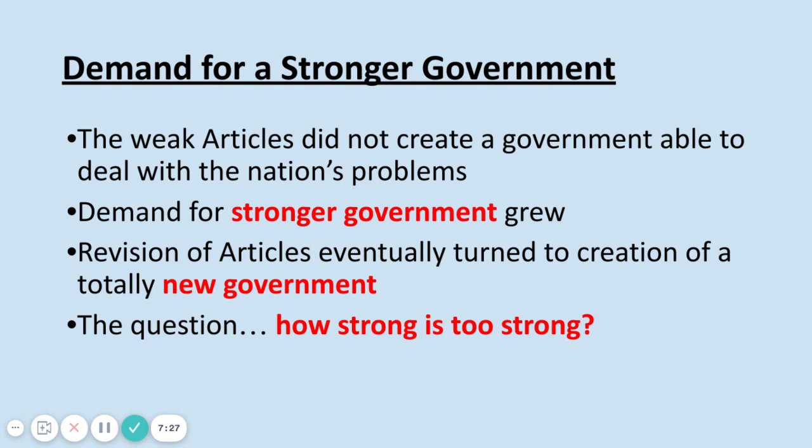Once they started to try revising the Articles, they realized that they weren't revising. They were actually creating a whole new government, giving a stronger central government, which will eventually lead to our executive and judicial branches. However, while they're doing this, the big question, which becomes a huge conflict, is how strong is too strong? How involved does the government need to be in the day-to-day operations? That is the question that they had to address.